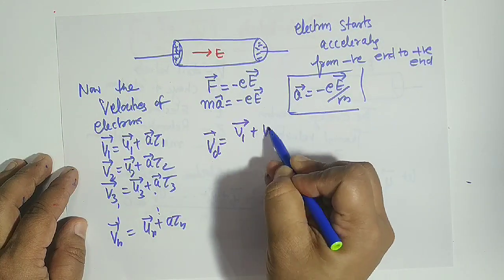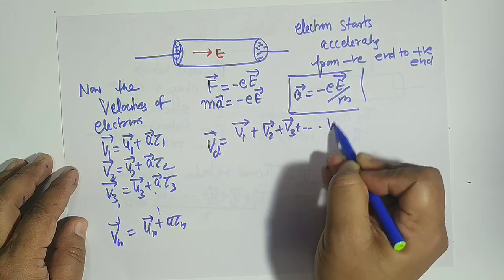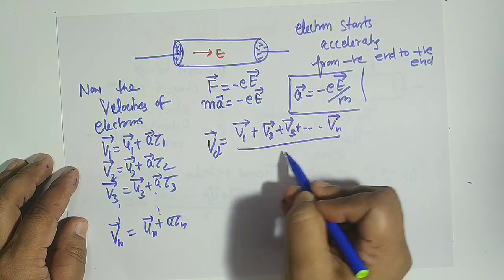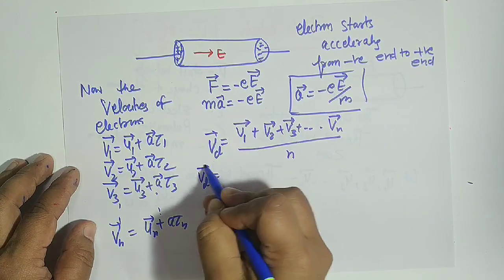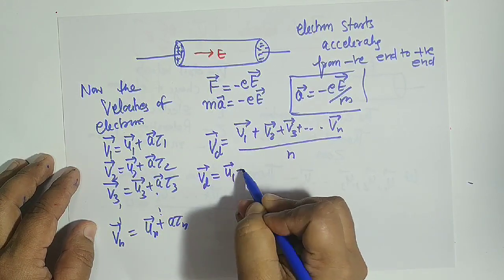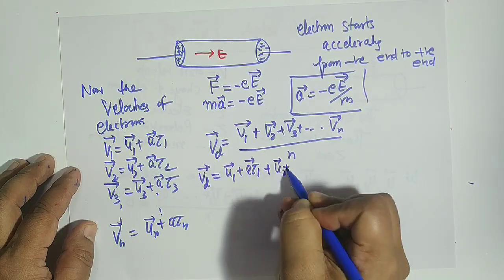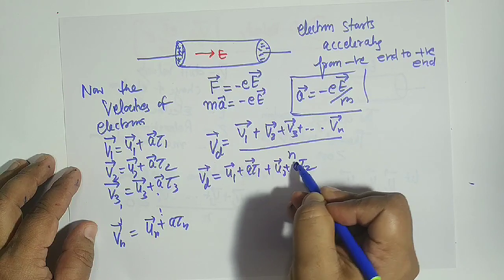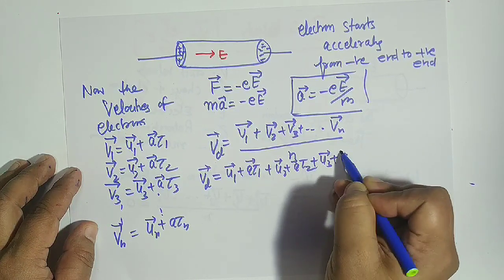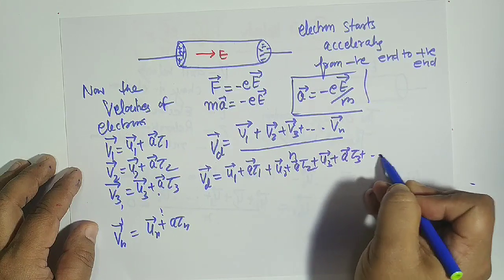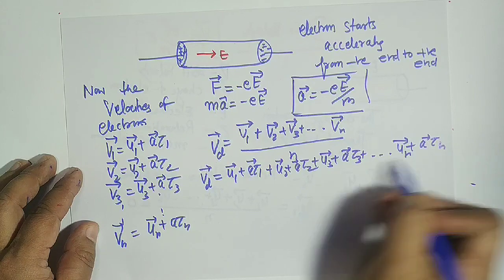We know Vd is equal to V1 plus V2 plus V3 plus up to Vn, divided by N. So this is the thermal velocity. We are going to put the values here. If I put U1 plus A tau 1, U2 plus A tau 2, and plus U3 plus A tau 3, it will go on like this, up to Un plus A tau n, divided by N.